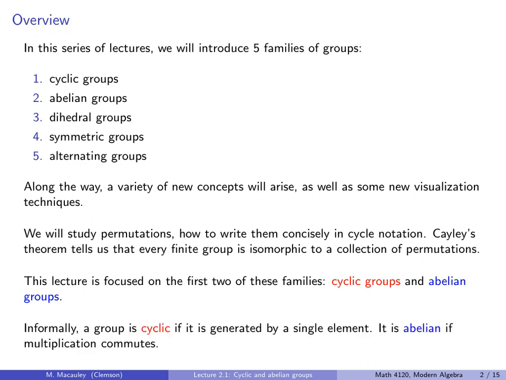Informally, a group is cyclic if it can be generated by a single element, and it is abelian if multiplication commutes. And by this I mean if A star B equals B star A, for all elements A and B in the group G. And even though I called this multiplication, it's this binary operation, which could be something like addition.